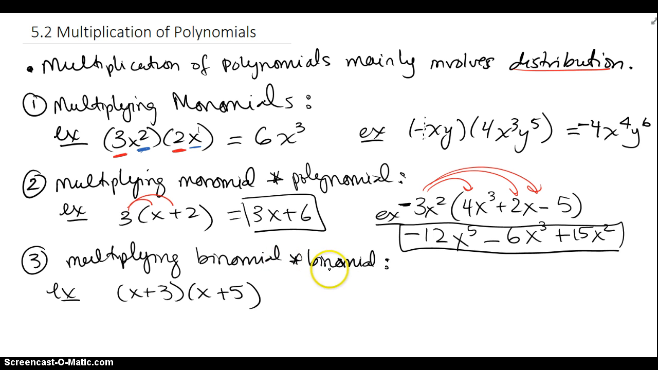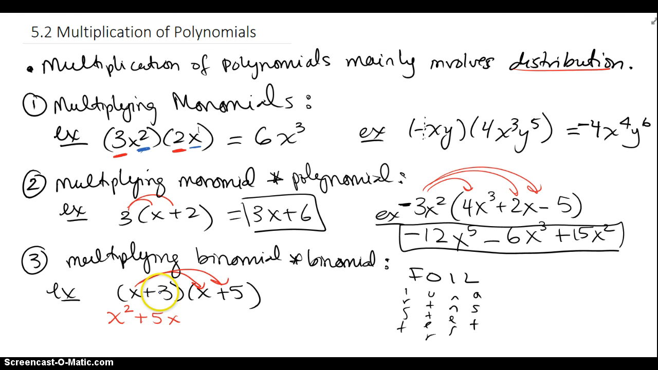Multiplying binomial times binomial, you probably remember this from before as FOIL, which stands for first, outer, inner, and last. I don't really look at it that way. I think of it as distribution again when you're looking at two binomials. So you take this first guy x and you distribute it into both. That's going to give you x times x, which is x squared, plus 5x. Once you're done with that, you look at the next term, which is 3, and you distribute that into both of them. That's going to give you 3x plus 15.